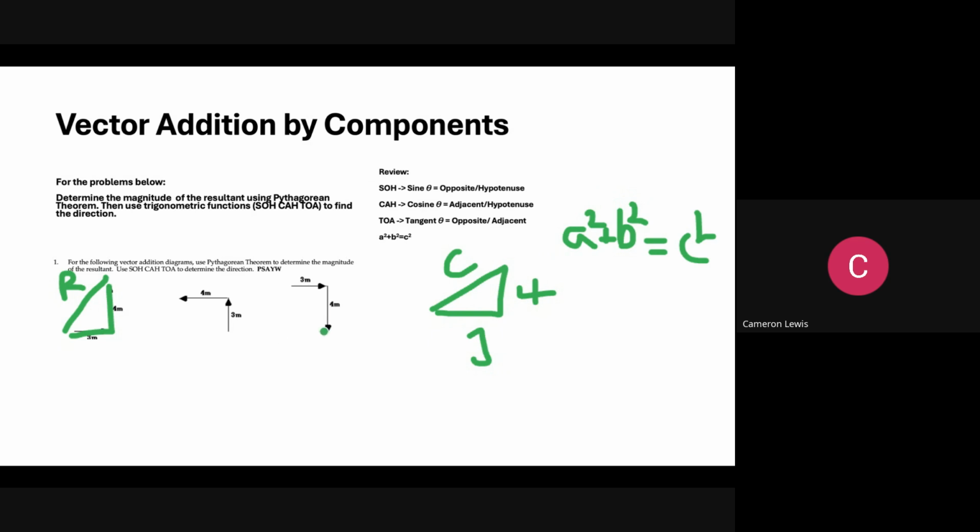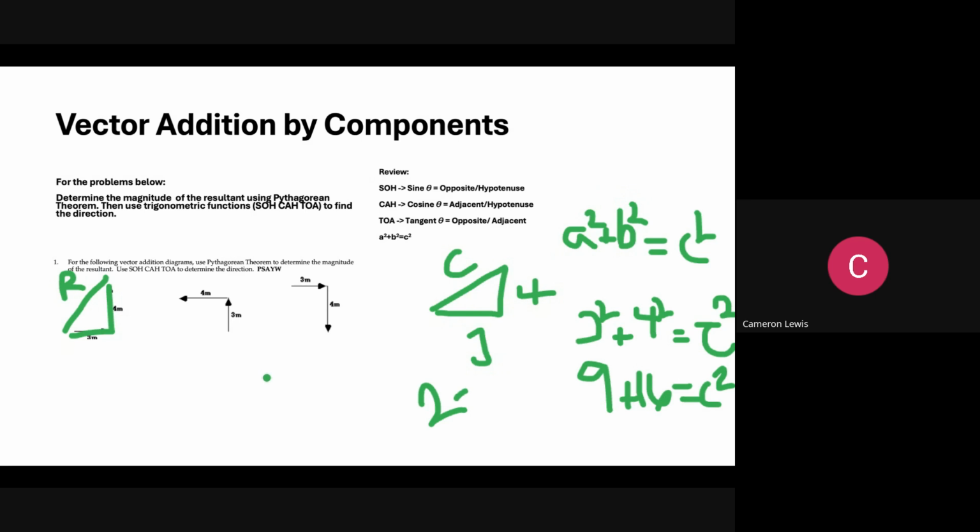That would be my A. Let's just pick either one, it doesn't matter. I'll do 3 first. So 3 squared plus 4 squared equals c squared. Real quick, what's 3 squared, or 3 times 3? 9. What's 4 times 4? 16. So I've got 9 plus 16 equals c squared. What's 9 plus 16? 25. So I've got 25 equals c squared.